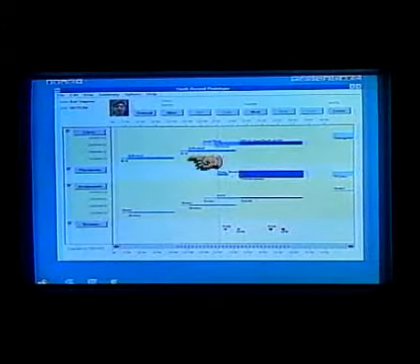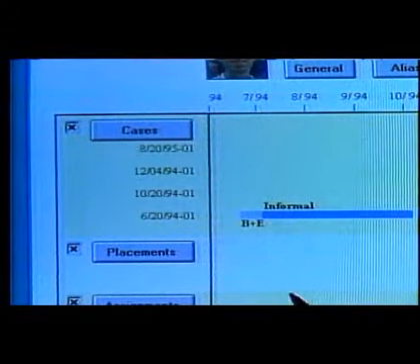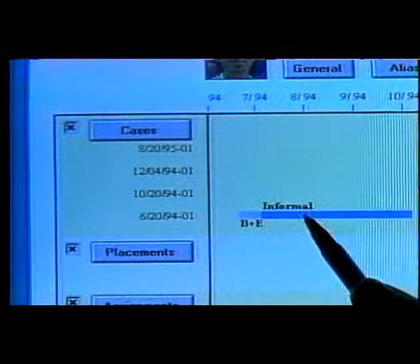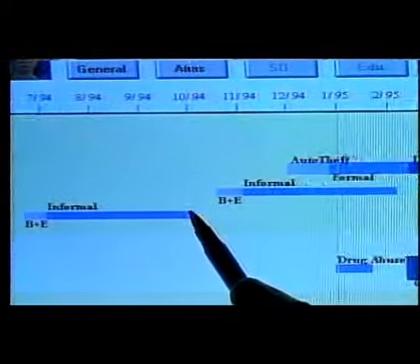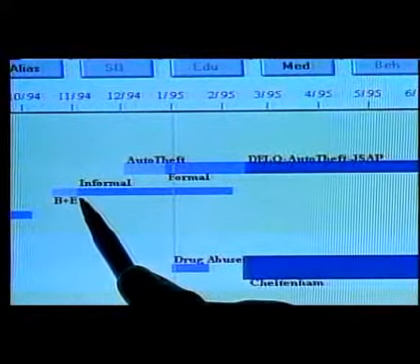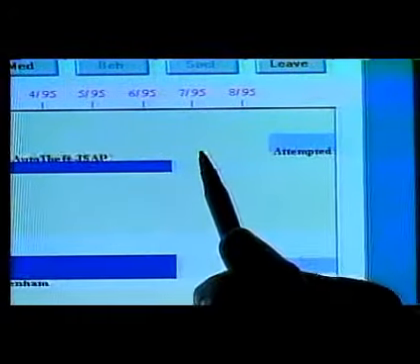Here, each line represents a case. I can see that Bart was first referred to DJS for breaking and entering. The case was handled informally and closed a few months later. Bart was referred again for breaking and entering and for auto theft. Only one case is currently opened.